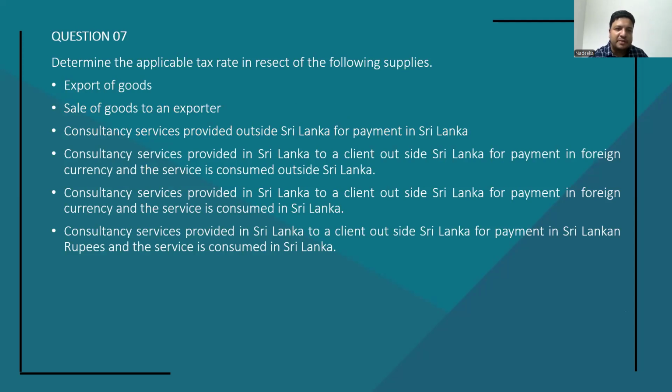Question number 7. Determine the applicable tax rate in respect of the following supplies. Export of goods. You can assume that the funds have been received within 6 months. So export of goods, the applicable VAT rate is 0%. Sale of goods to an exporter, indirect exporter. So you are not directly exporting, you are supplying goods to an exporter. Is it covered within section 7 that we discussed? No. So the applicable rate is the standard rate, which is 18.